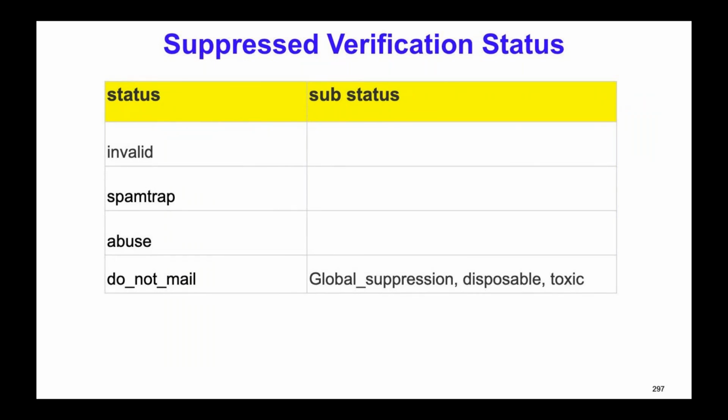So these are the suppressed verification statuses, meaning auto suppressed rather. So we auto suppress invalid, spam traps, abuse, and do not email with the substatus global suppression, disposable, and toxic. So these are the various status values that we auto suppress for you. So you don't have to worry about them. What we do not auto suppress is obviously unknown and the catch-all.